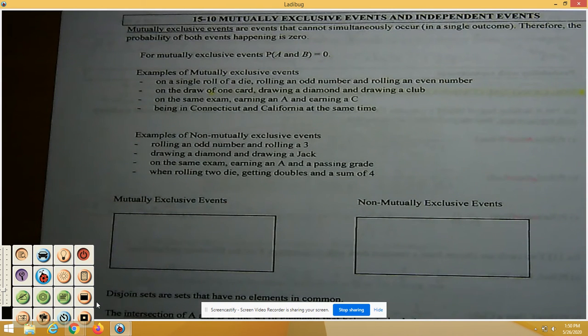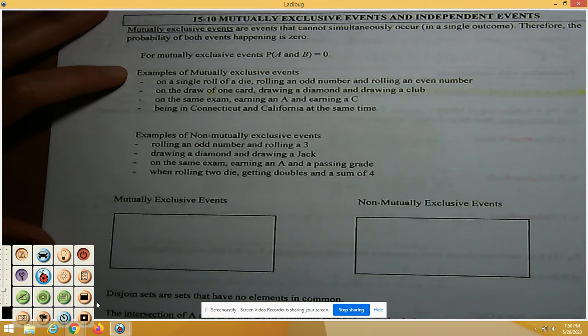In this video, we're going to be looking at mutually exclusive events and independent events. Mutually exclusive events are events that cannot simultaneously occur in a single outcome. Therefore, the probability of both events happening is 0. For mutually exclusive events, the probability of A and B equals 0.